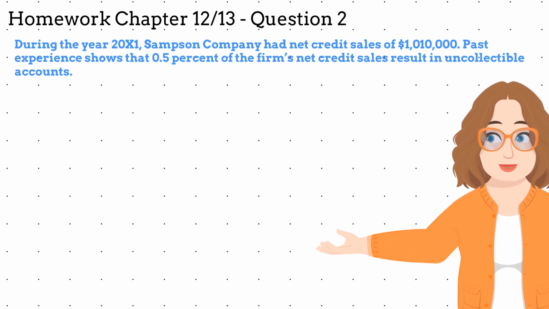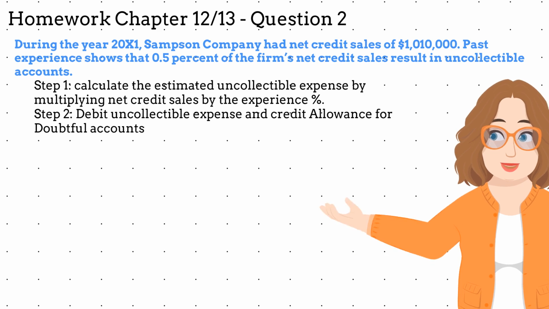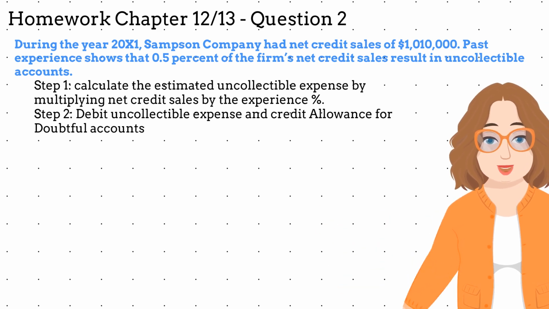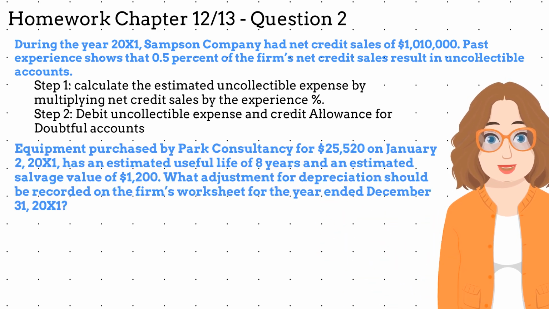So we would multiply the total credit sales of $1,010,000 by the experience percent to get an estimate of how much in total we may lose because credit customers did not pay us. We would record that amount by debiting uncollectible account expense, which is an expense account, and crediting allowance for doubtful accounts, which is a contra asset account. Let's look at the next exercise.